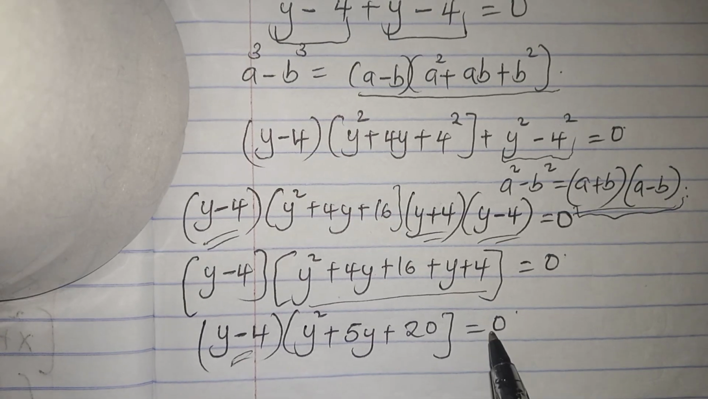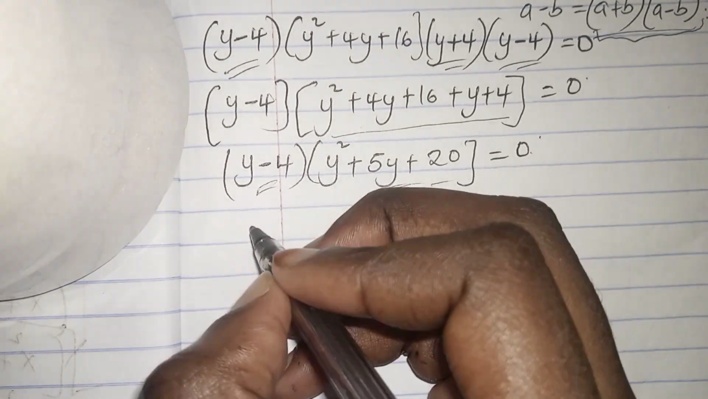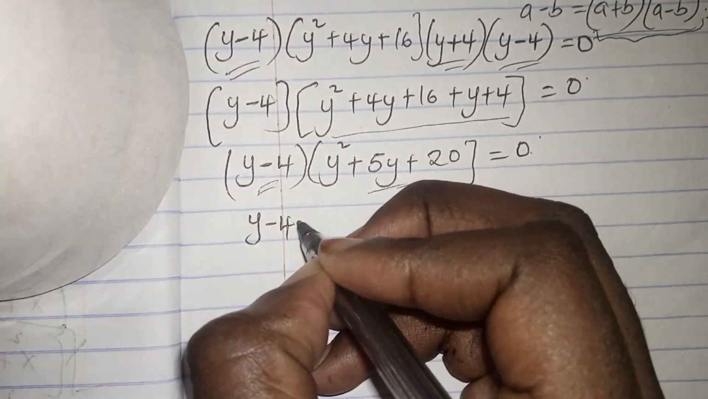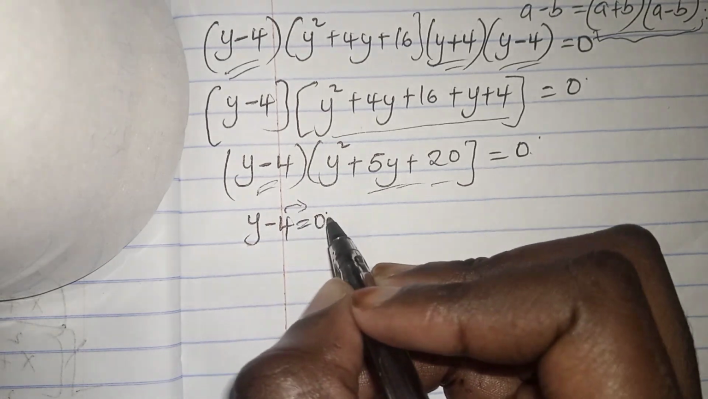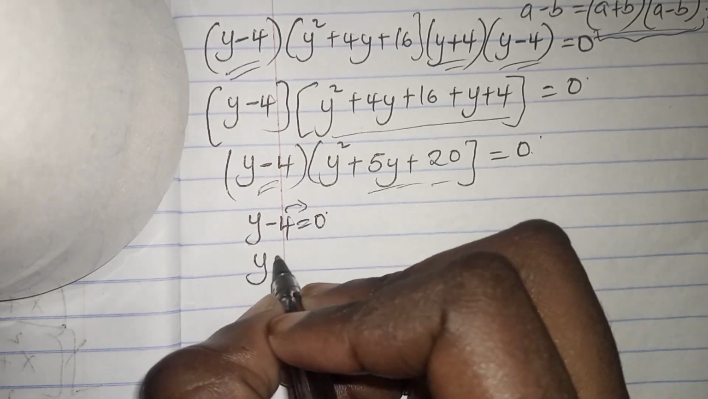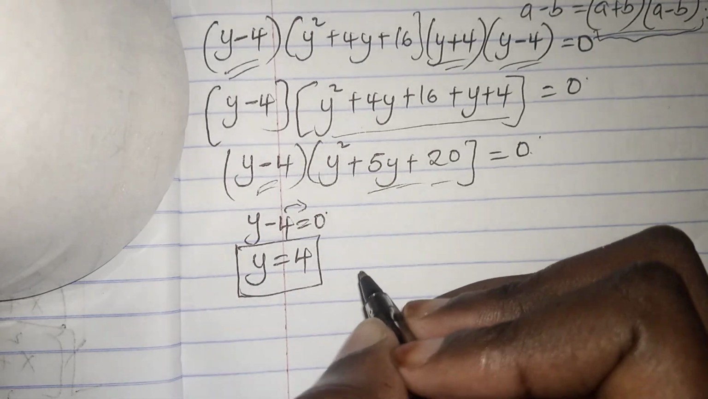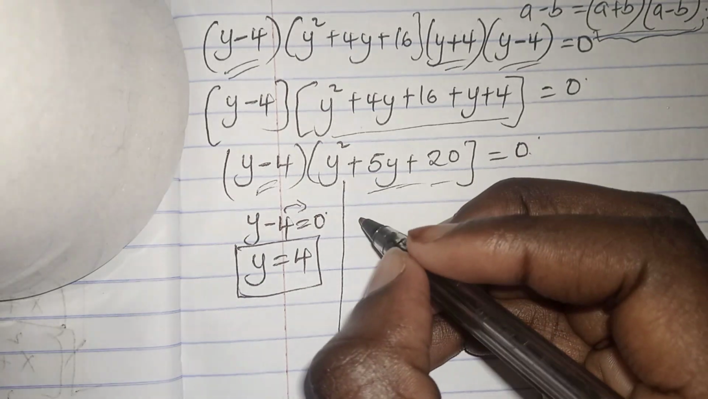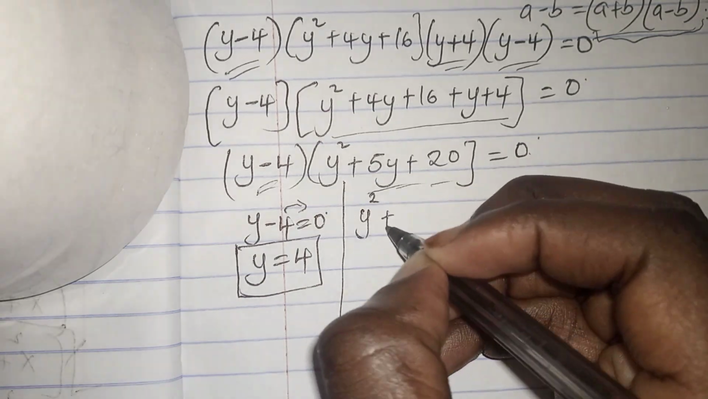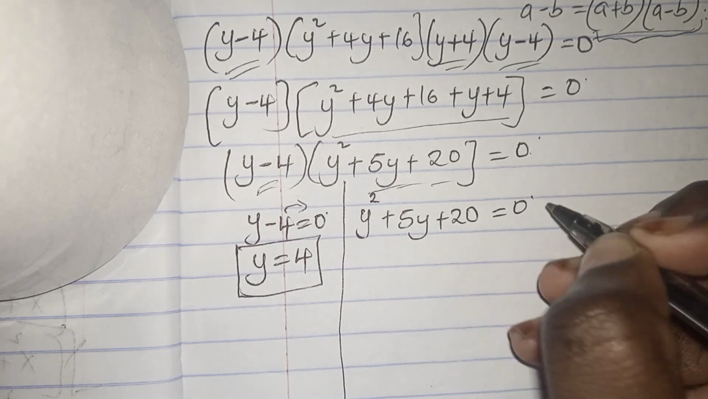We shall equate this with 0 and this with 0. So this will be y minus 4 is equal to 0. To get the value of y, we shall take negative 4 to the other side. y is equal to 4. So this is our first value of y. On the other side, we have this quadratic equation where y squared plus 5y plus 20 is equal to 0.